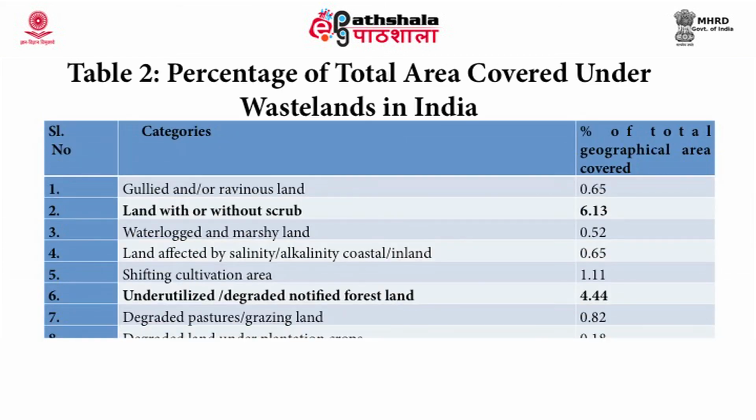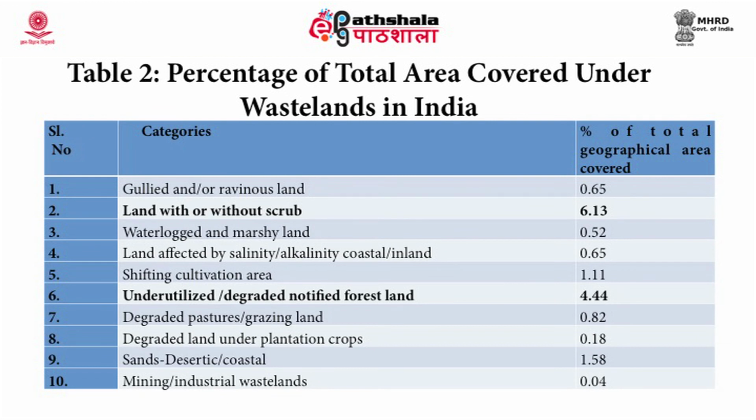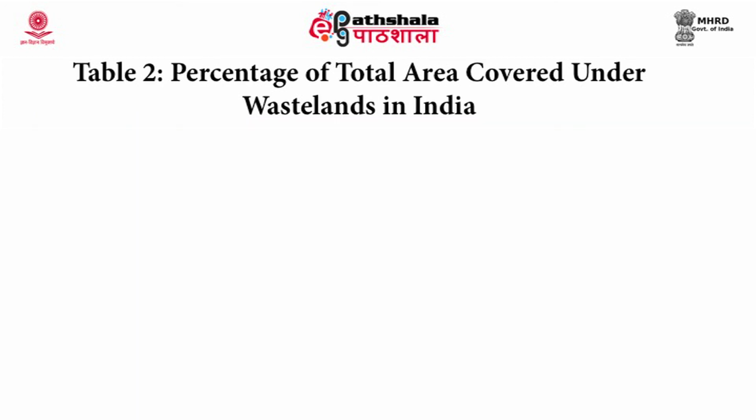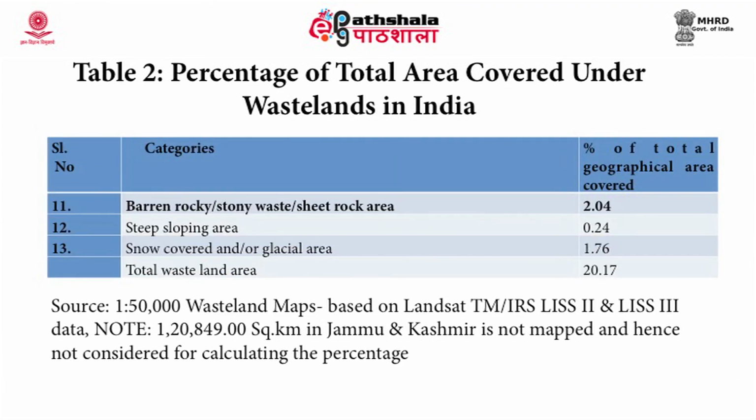This table shows the percentage of total area covered under wasteland, and you can see that out of all the 13 classes, the wasteland with or without scrub occupies the highest percentage of 6.13%, followed by underutilized or degraded notified forest land, that is 4.44%, and next one is barren, rocky or stony waste or sheet rock area that occupies 2.04%. The least area under this category is occupied by mining or industrial wastelands.